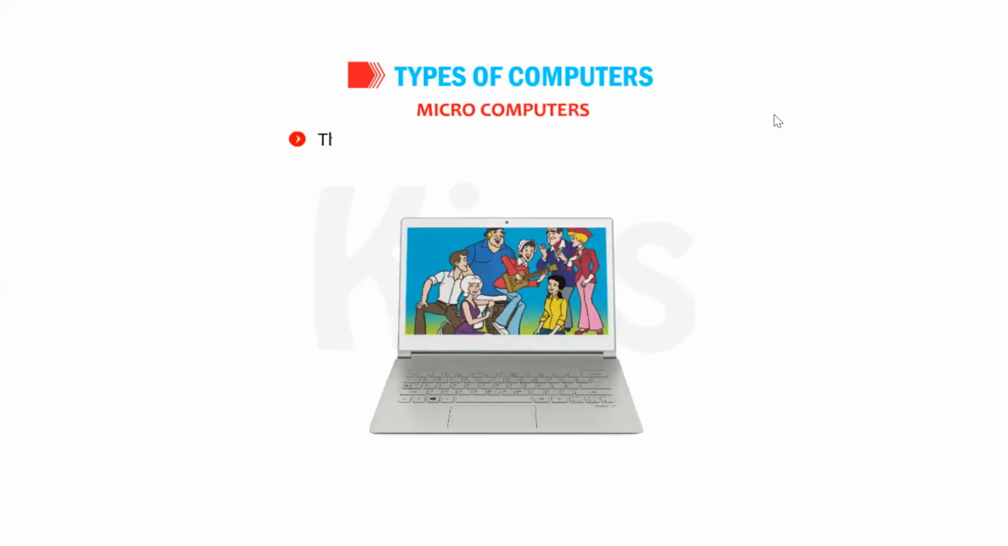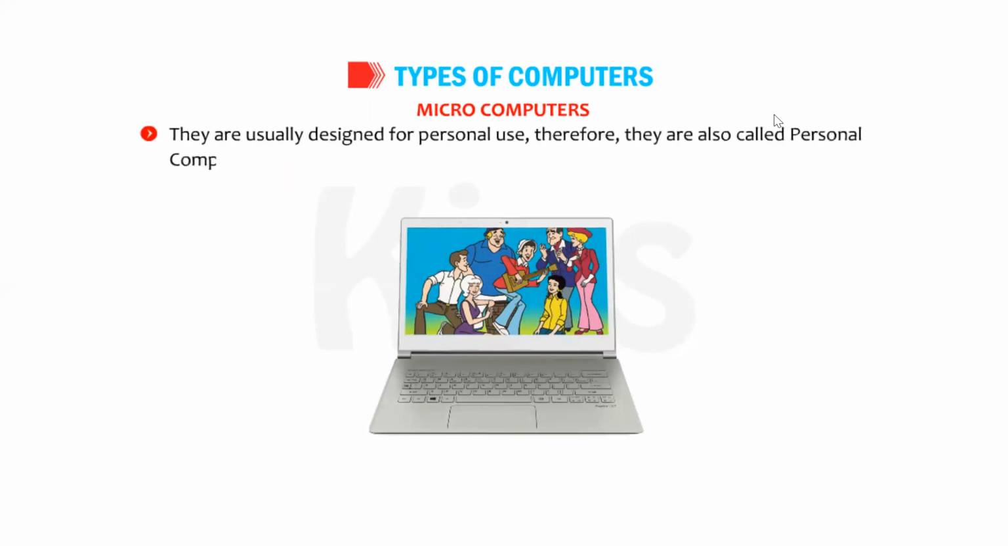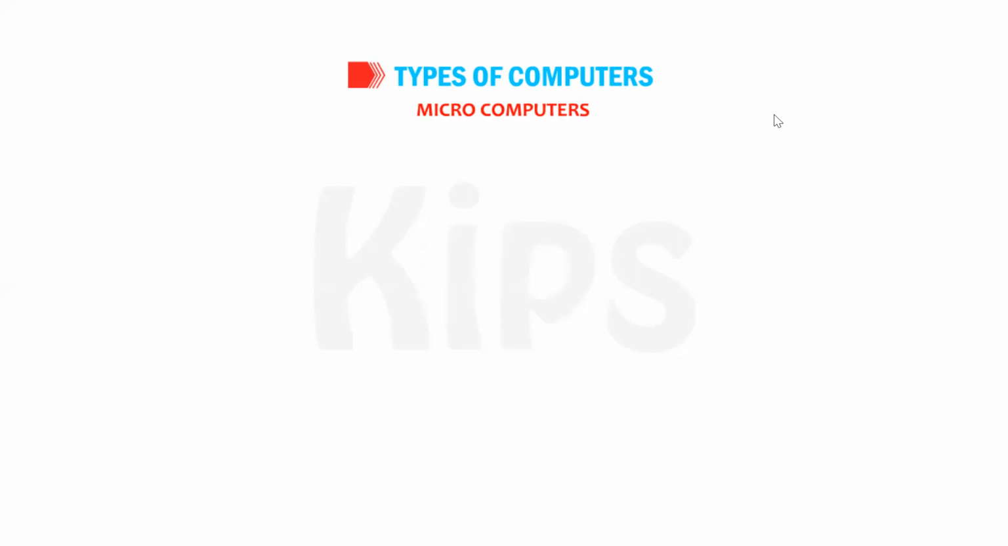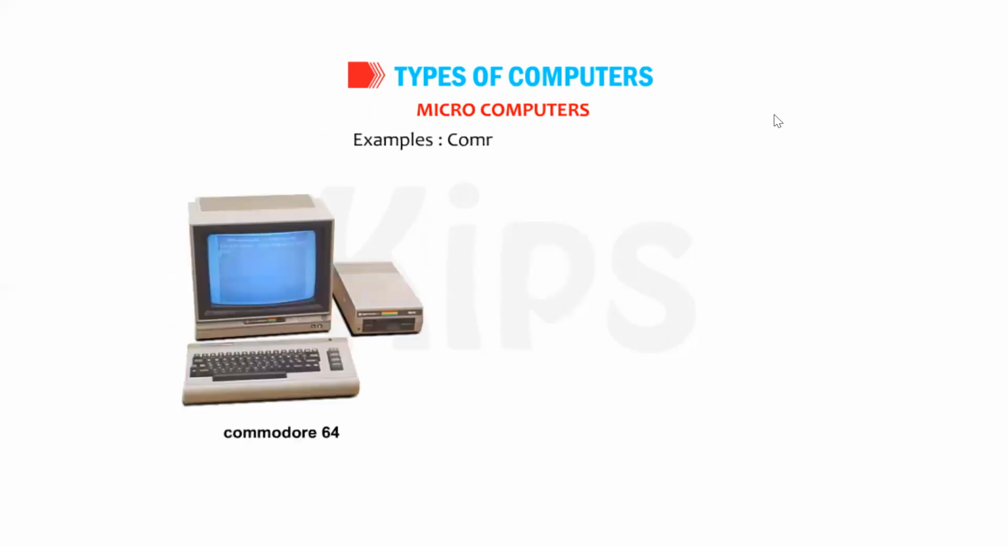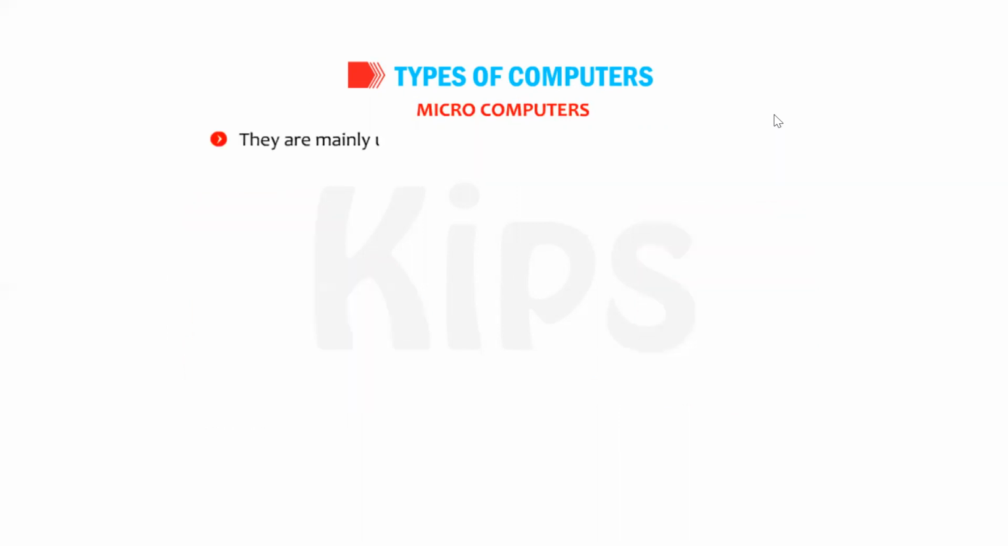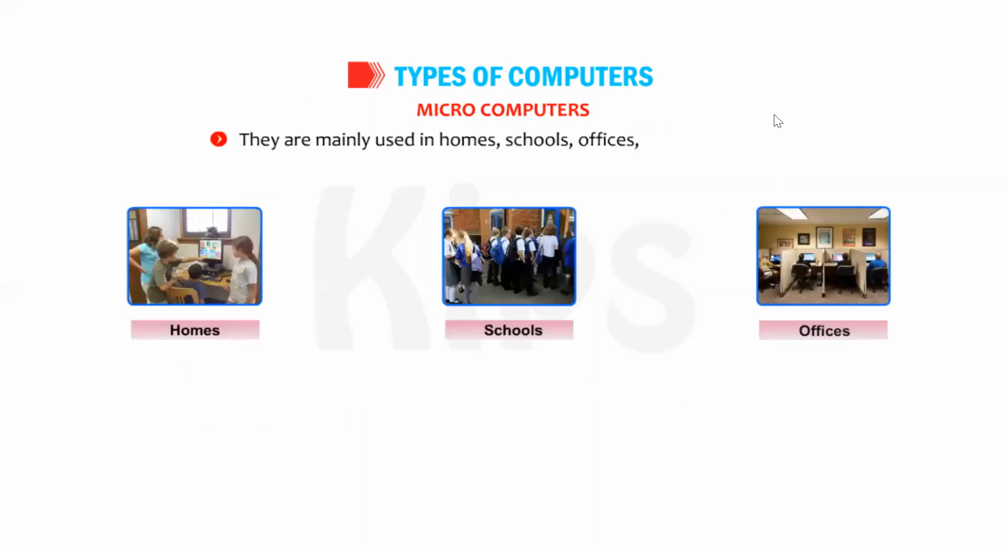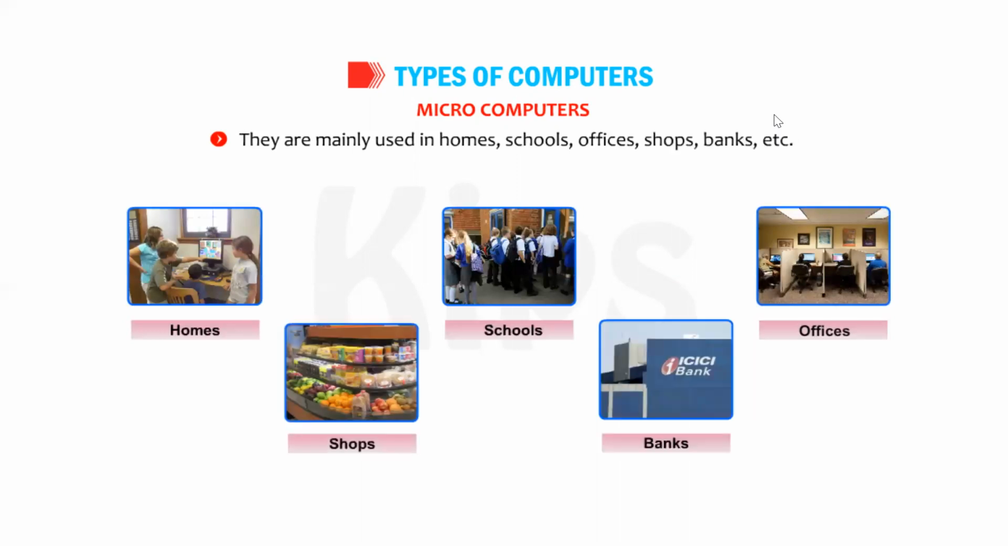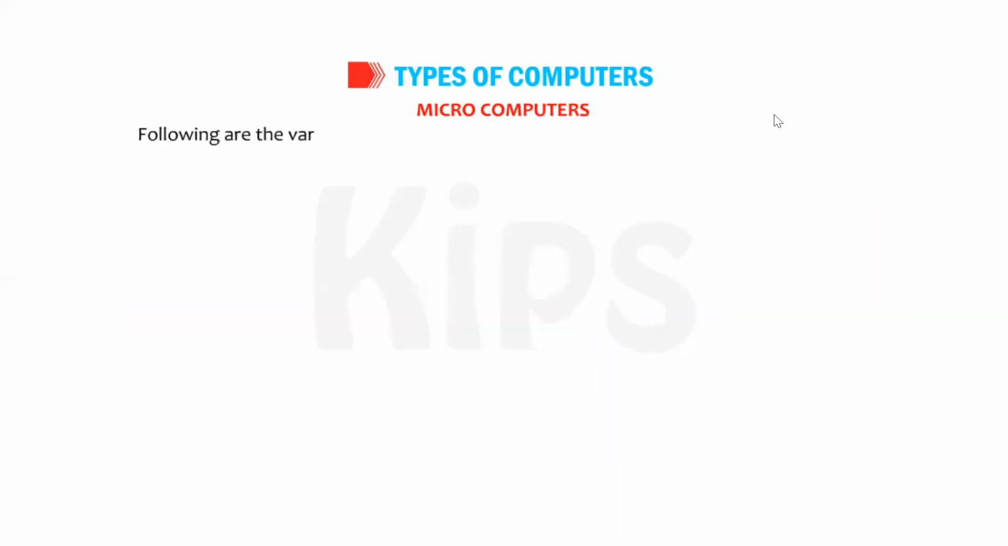Microcomputers. These computers are small in size and cost less. They are usually designed for personal use, therefore they are also called personal computers or PCs. Examples: Commodore 64, IBM PC. They are mainly used in homes, schools, offices, shops, banks, etc. Following are the various microcomputers that are given different names according to their usage.